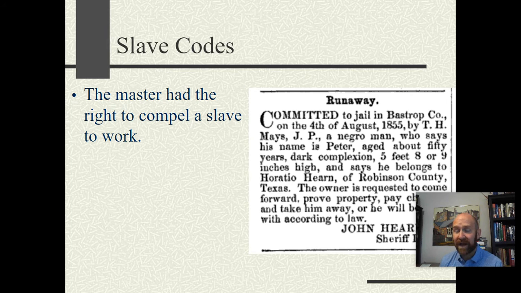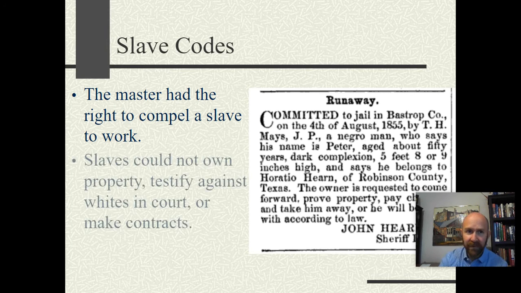All the products of that labor belong to the slave owner and not the slave. So the slaves can't own property. Anything they own is actually the property of the slave owner. They can't testify against white people in court, which essentially means that for a slave to be punished for something, all they need is an accusation against them from a Southerner, and that's it. And they can't make contracts, and that makes sense.